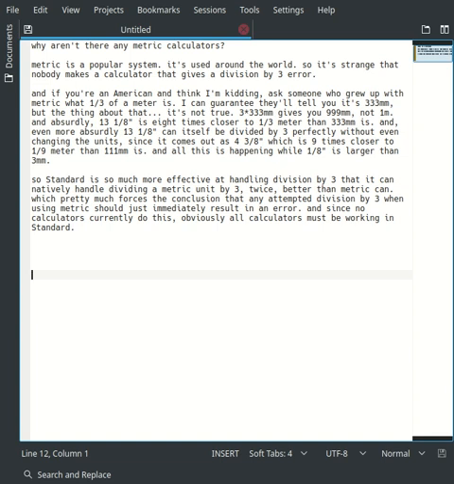Which pretty much forces the conclusion that any attempted division by 3 when using metric should just immediately result in an error. And since no calculators currently do this, obviously all calculators must be working in standard.